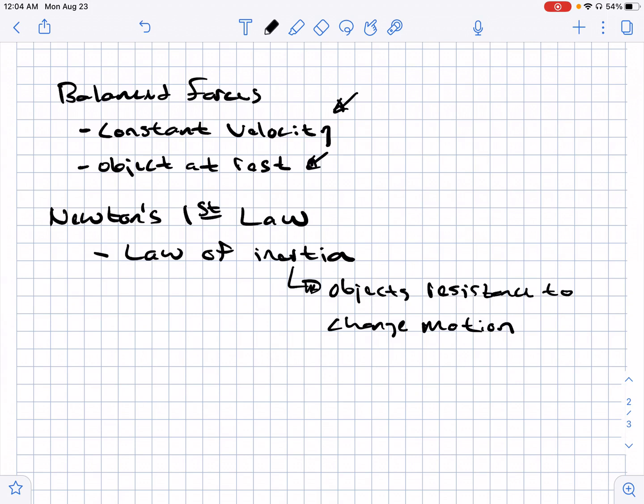Now, in the next video, we're going to go into a little bit more depth and define what a force is. We're going to look into this word a little bit more, and how we can make these force diagrams and analyze forces on an object.